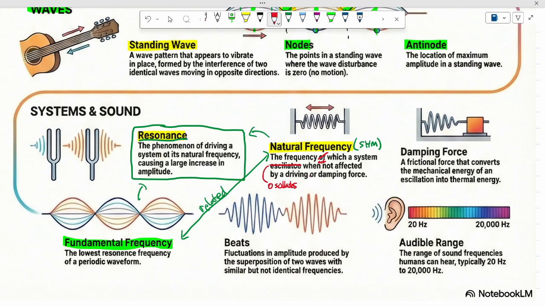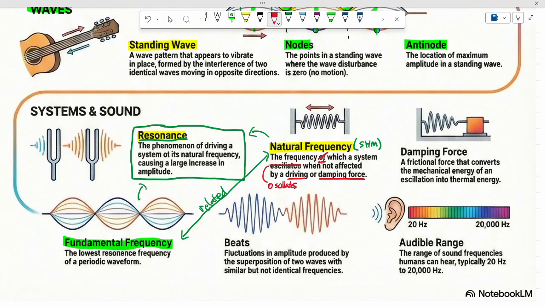Driving force definitely, because in a driven system, the eventual frequency of motion will simply match the driving force. And damping force, I guess technically, when a simple harmonic oscillator is damped, the damping will actually shift the oscillation frequency a little bit. So yeah, I think when not affected by a driving or damping force, makes sense.